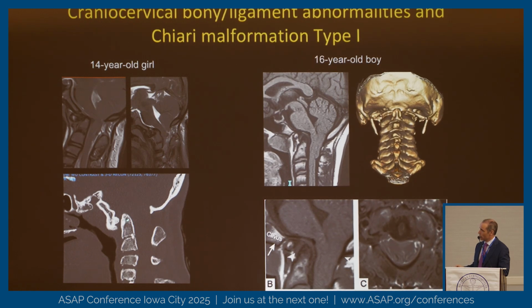You can see the bone here, the second bone is much higher than it should be. This is the clivus, the skull base. It's fused to the first bone of the neck. The second bone here is fused to the third bone.